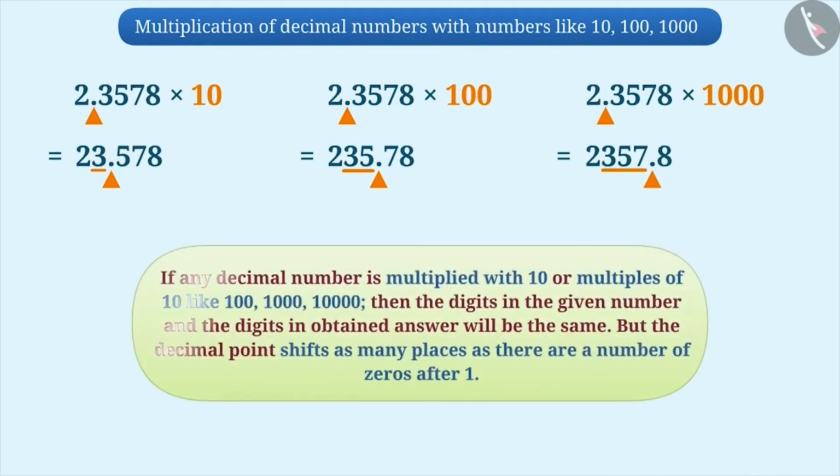What do you understand from this? Let me explain this. If any decimal number is multiplied with 10 or multiples of 10, like 100, 1000, 10,000, then the digits in the given number and the digits in the obtained answer will be the same. But the decimal point shifts as many places as there are number of zeros after 1.